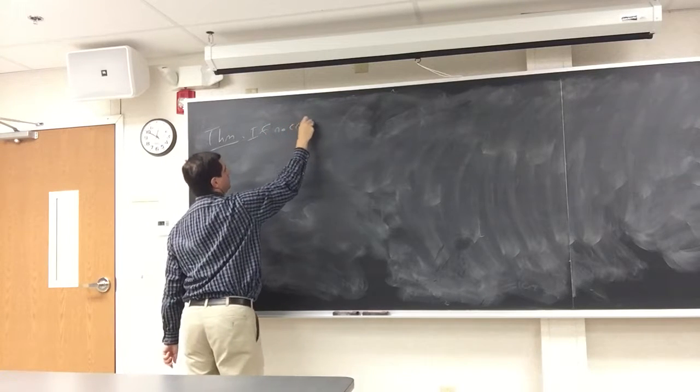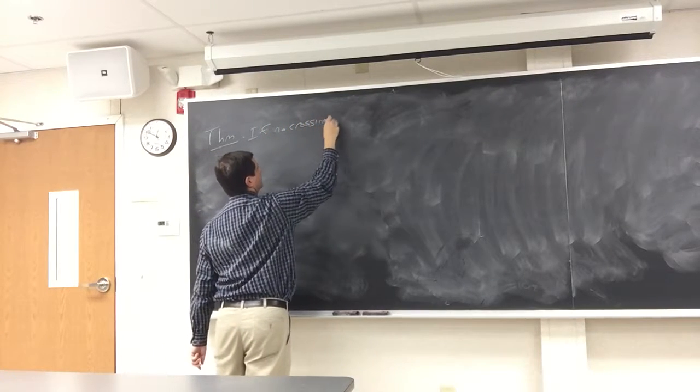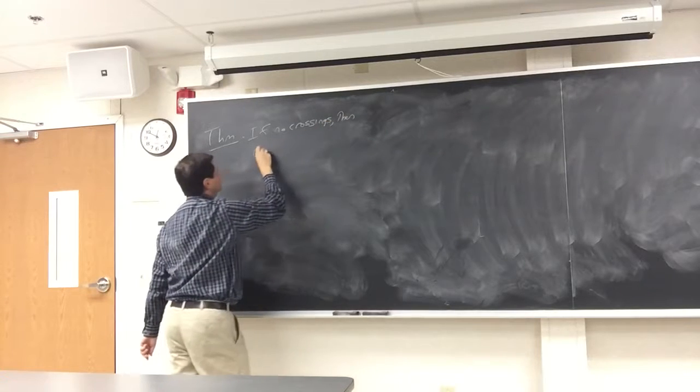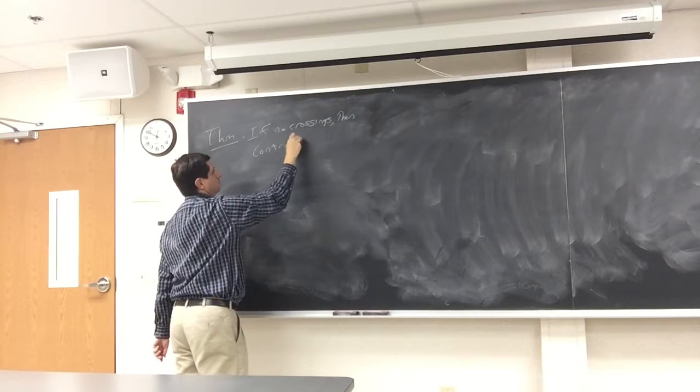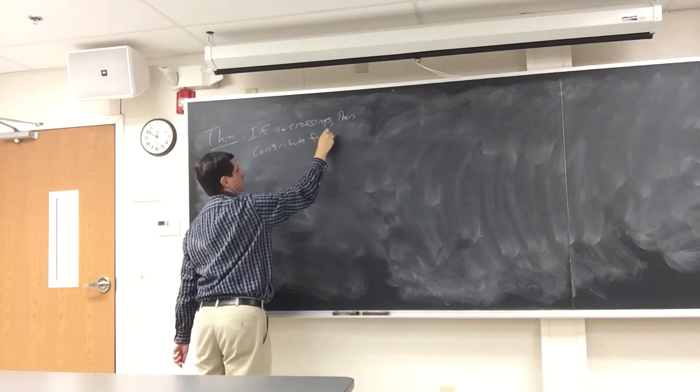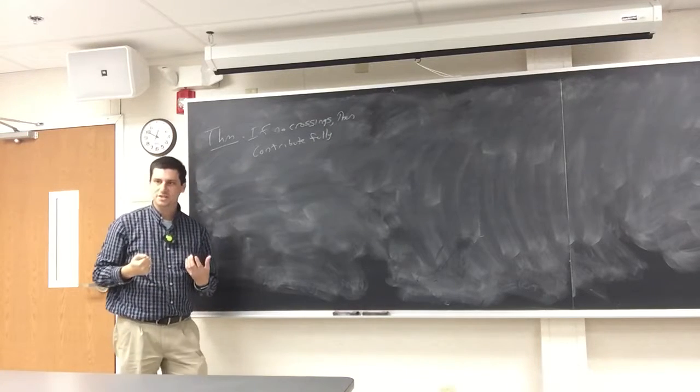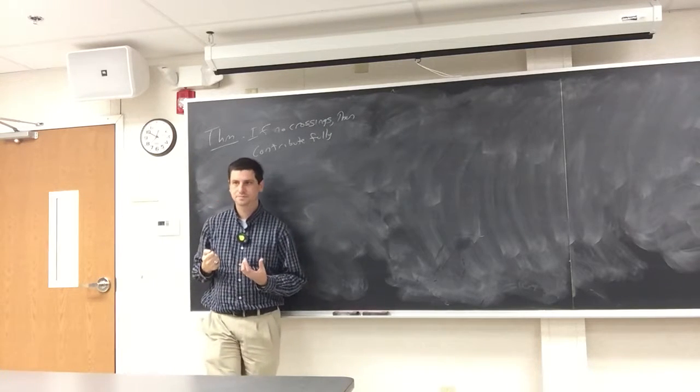If no crossings, then contribute fully. And we've shown that the number of non-crossings is the Catalan numbers.